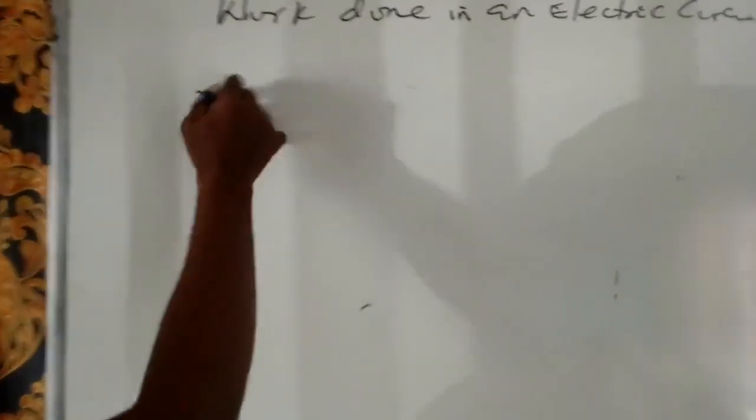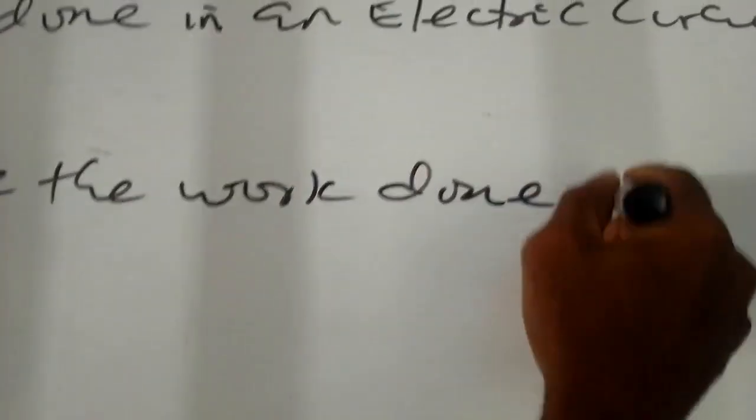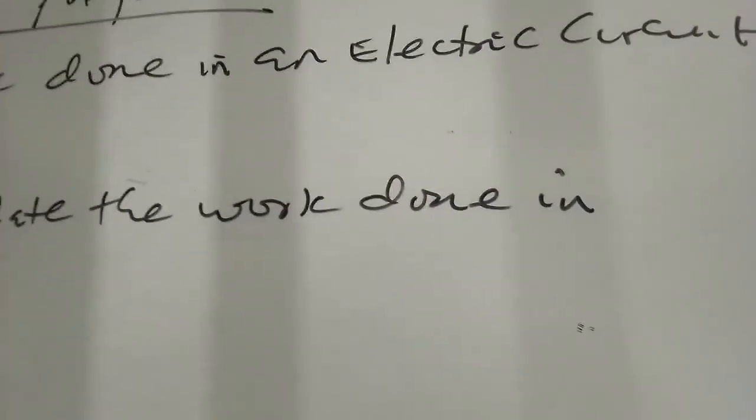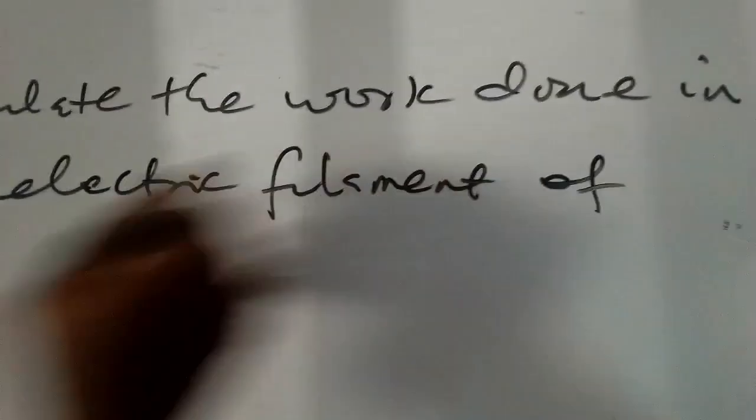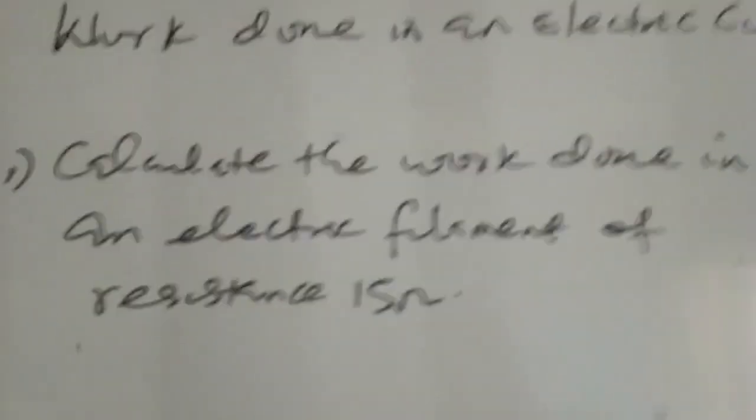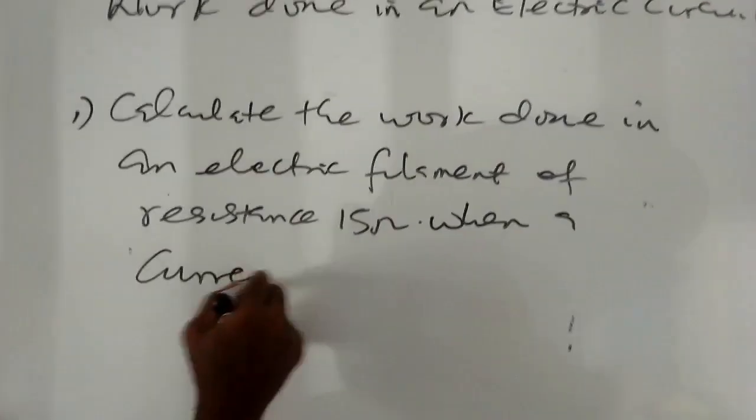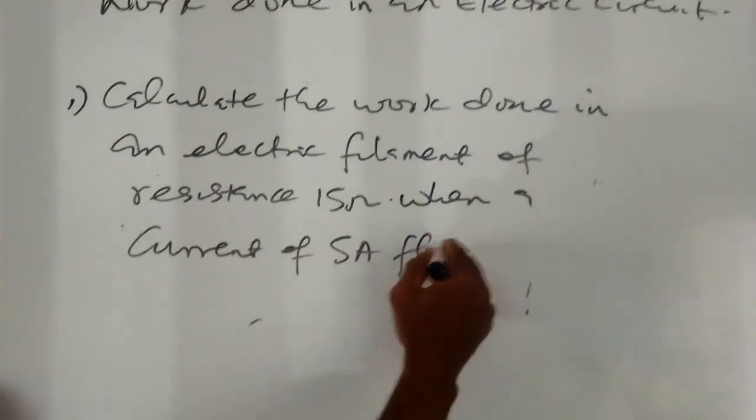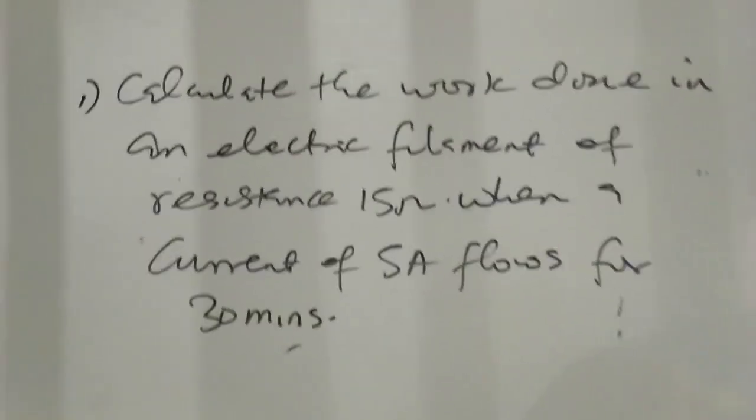The question says, find or calculate the work done in an electric filament of resistance 15 ohms when a current of 5 amperes flows for 30 minutes. To solve this problem, how do we go about it?